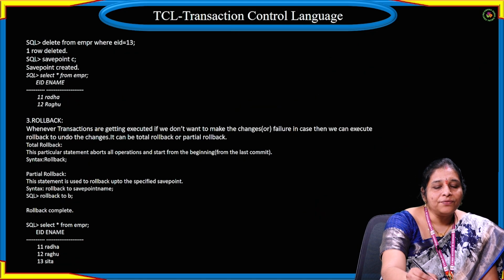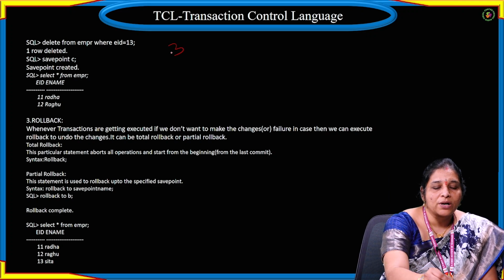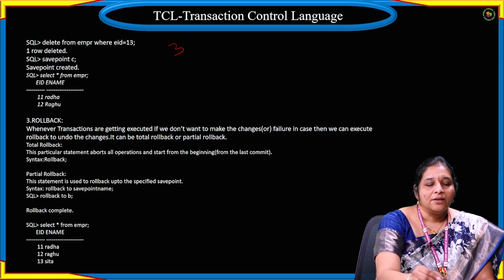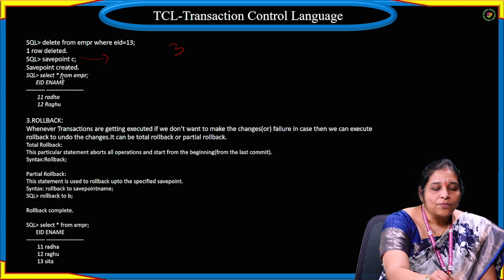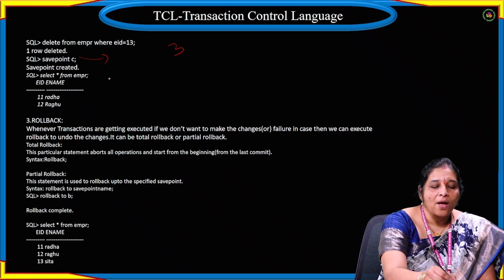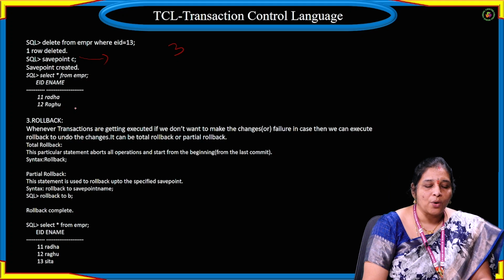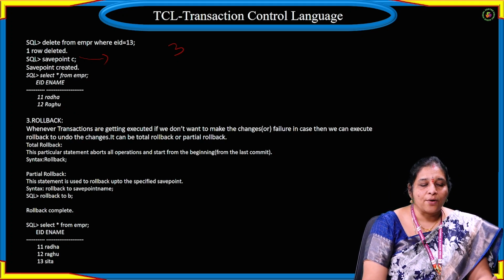So 3 rows are inserted. Now once again I am executing one more command: delete from employee R where EID is equal to 13. Now I am saving this to SAVEPOINT C. Now when I execute select star from employee R, I am going to see 11, 12. So the third row has been deleted. So in this way I am going to create the savepoints.